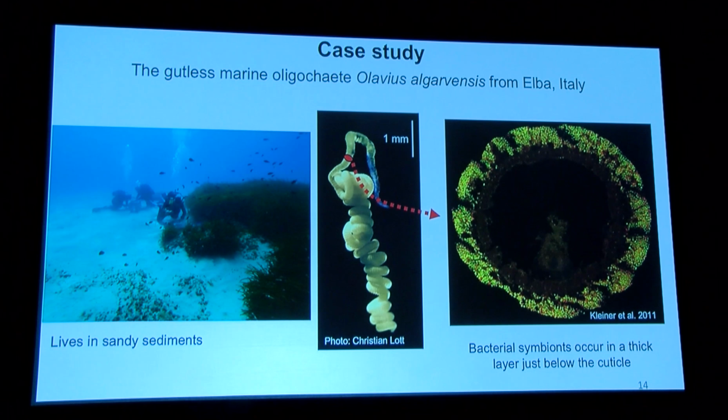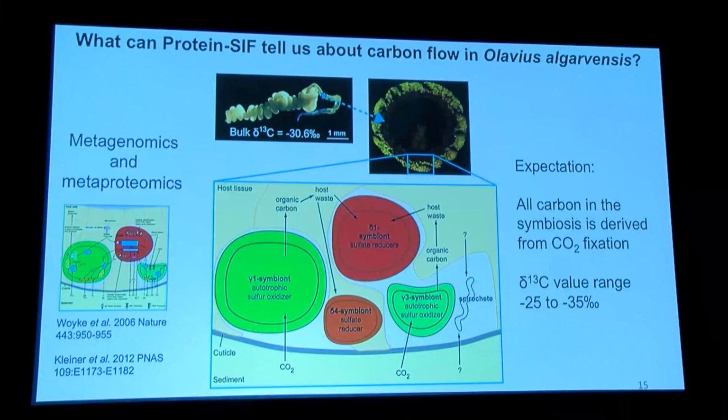So just to give one brief case study how we can apply this particular method and what we can learn from it. Here we have the gutless oligochaete Olavis algarensis, which lives in these nice sandy sediments in the Mediterranean. And the important thing to know about Olavis algarensis is it has no digestive system, so it cannot eat any food. Instead, it has a very thick layer that you see here now in the cross-section in red and green. And this thick layer is a symbiont layer. So there's tons and tons of symbionts that take care of the nutrition of the worm.